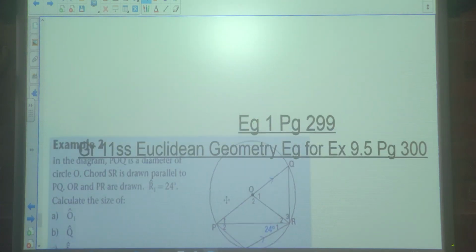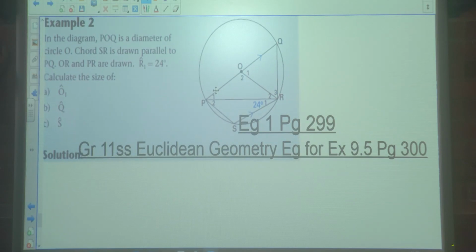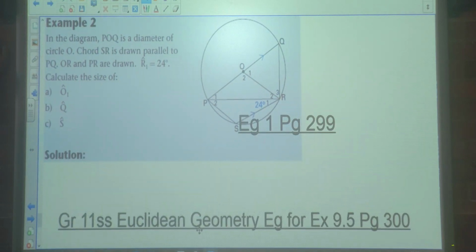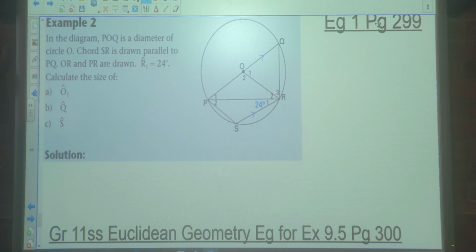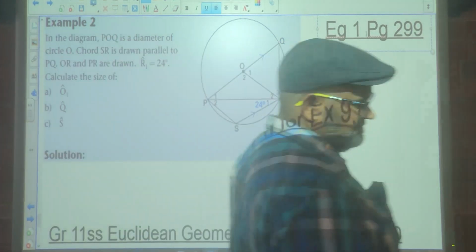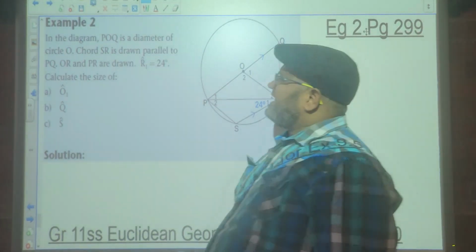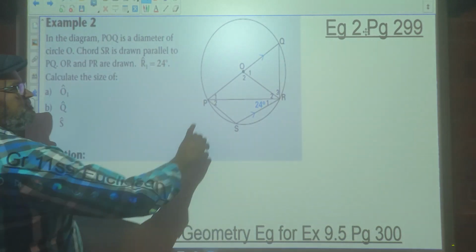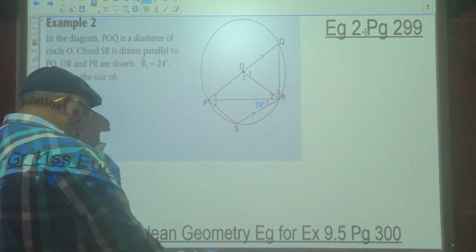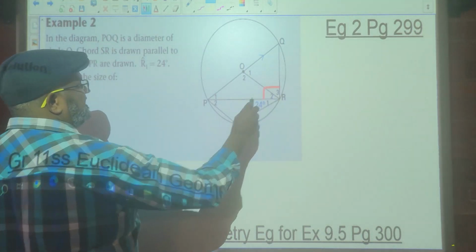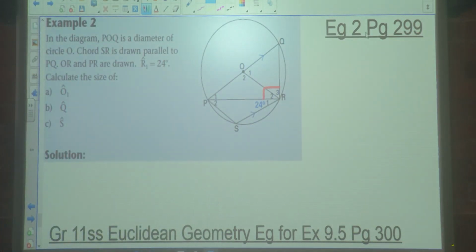Let's look at example 2. Example 2, we are told that, is it still on page 299? In the diagram, POQ is the diameter. People, if POQ is the diameter, what can we conclude? R2 and 3 is 90. Why? Angle in semicircle. Then they ask you, chord SR is drawn parallel to PQ.